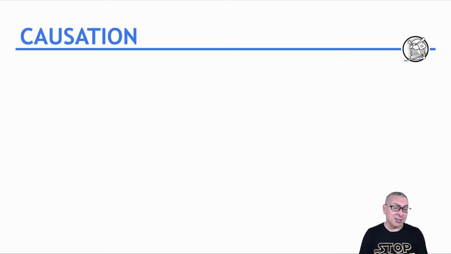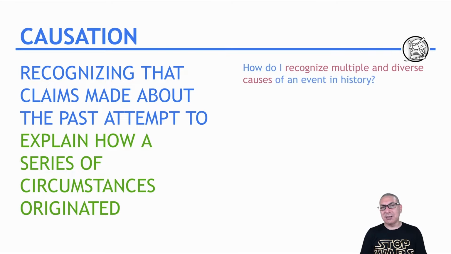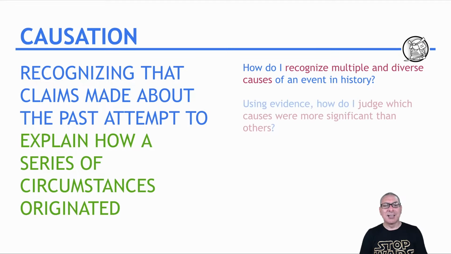So causation. Obviously, we see this a lot, right? Basically, it's explaining how a series of circumstances happened. So, what things happened that led to some kind of change or event happening. So you want to ask yourself, how do I recognize multiple and diverse causes of an event? Using evidence, how do you judge which causes were more significant than another?